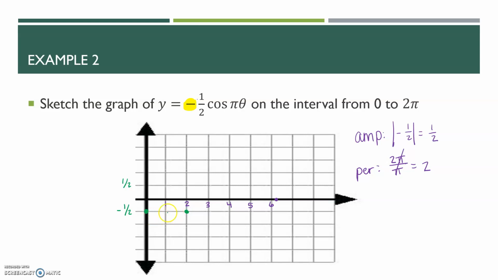Now this means that halfway between those is my, and right now I'm at my minimum, so it's the opposite, the maximum. So halfway between them is going to be my maximum. And halfway between those, it's going to cross the x-axis. Now, when they're getting this close together, it's hard to make it look like a curve instead of a straight line. Just do your best. But this pattern is going to continue all the way to 2 pi. So I'm going to draw my points.